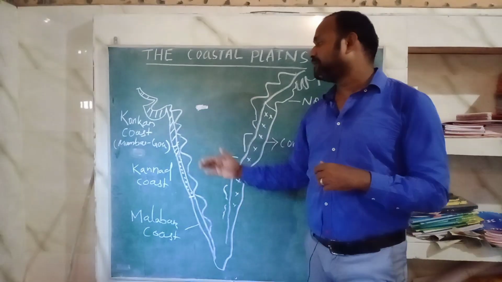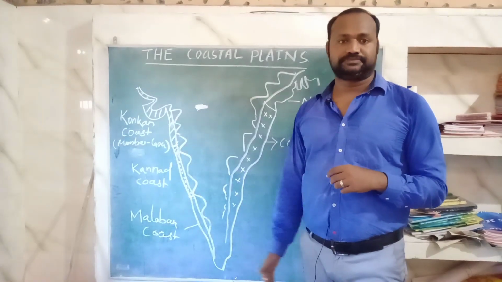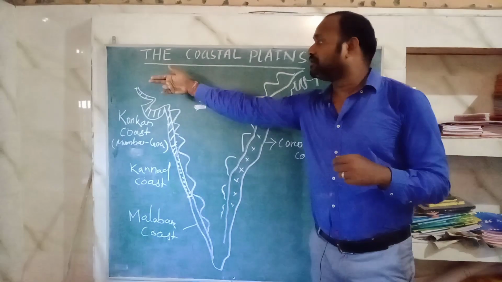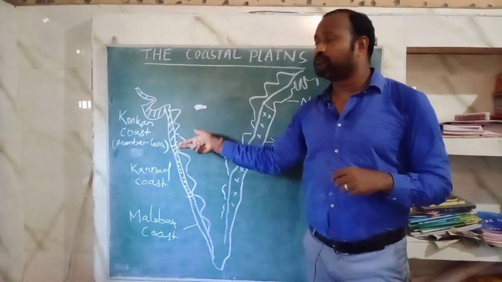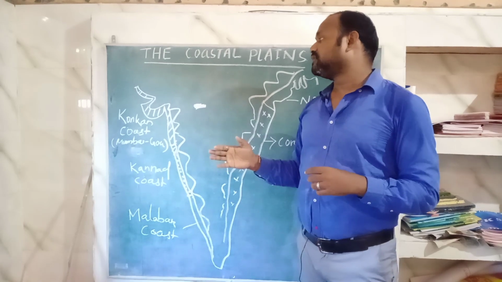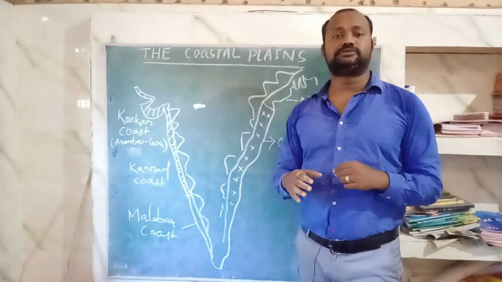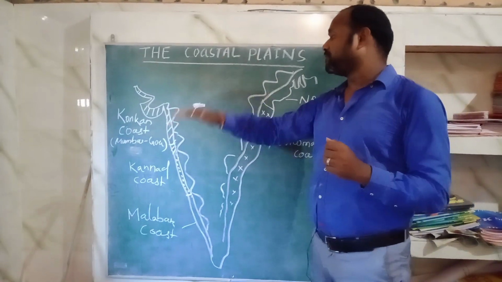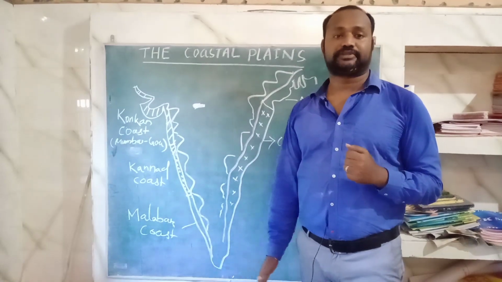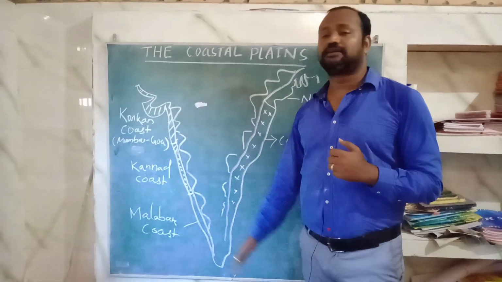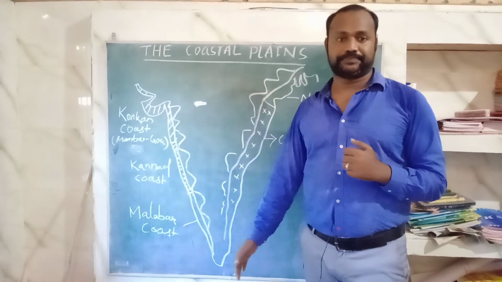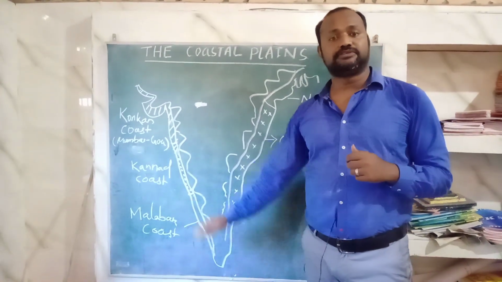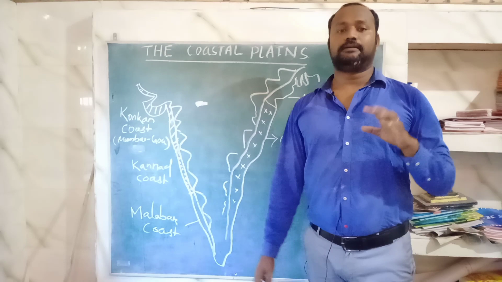The western coastal plain has three important parts. From north to south, it is divided into three. The north part of the western coastal plain, up to Mumbai and Goa, is known as the Konkan plain. Next, from Goa to Karnataka, is known as the Kannada plain or Kannada coastal plain. The southernmost is the Malabar coast, which is the southernmost part of the western coastal plain.